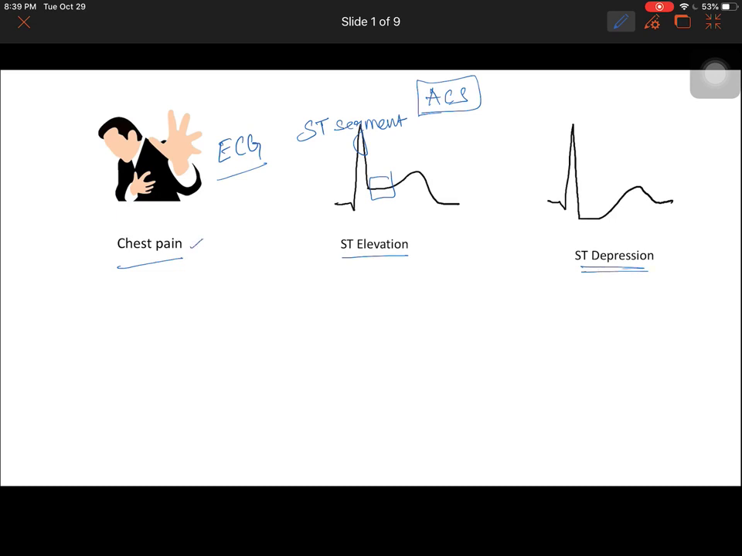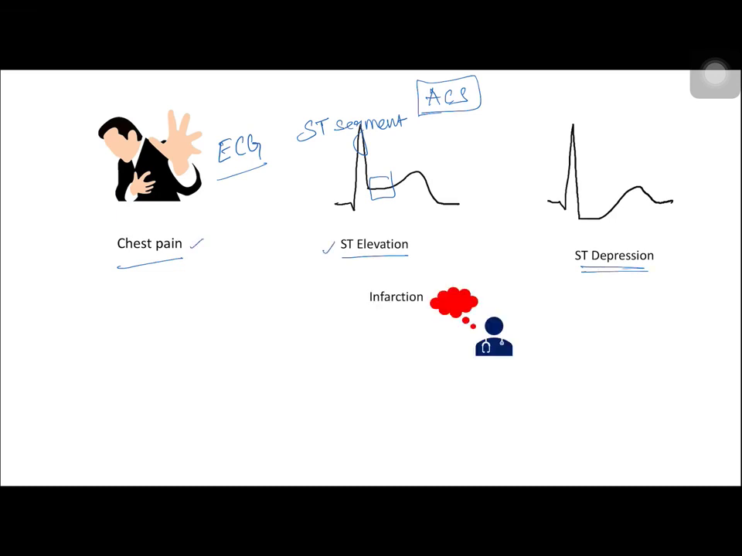A patient with chest pain and ST segment elevation, the most likely diagnosis is a myocardial infarction, and the person is said to have a ST segment elevated myocardial infarction, and the most appropriate treatment would be a primary percutaneous coronary intervention as early as possible.